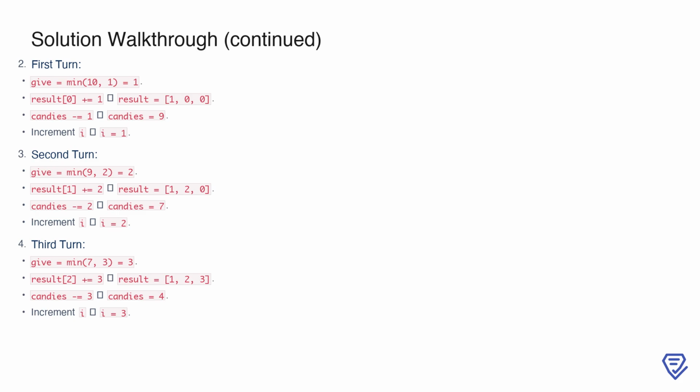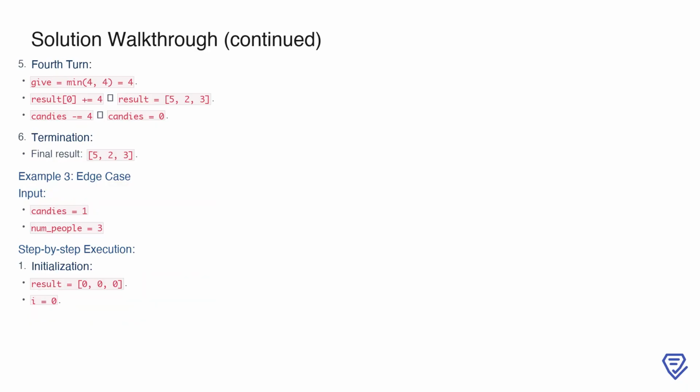As the process continues, the distribution wraps around to the first person again for the next turn. On the fourth turn, give equals min(4, 4) equals 4, so we give all 4 remaining candies to the first person, updating result[0] to 5. With no candies left, the process terminates, and the final result is 5, 2, 3.